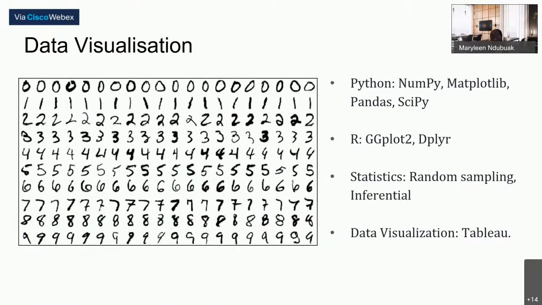Then we come to data visualization. Like I said, it's very important that before you start building your model, you're able to visualize your data, because you may be able to see things that start to give you insight into what your data looks like and inform the modeling process. So we have Python, R, statistics as well, and data visualization tools like Tableau. You can use those.